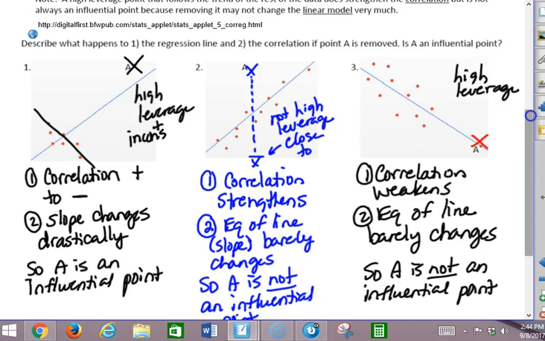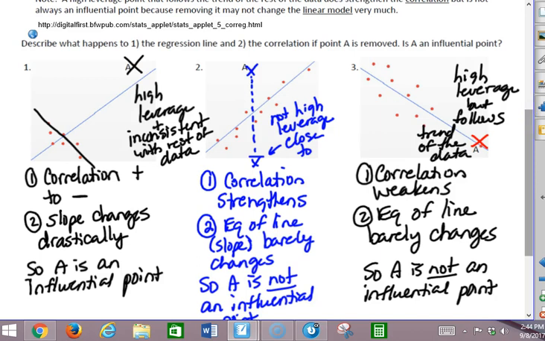And inconsistent with the rest of the data. So that's what makes it an influential point. This is high leverage, but follows the trend of the data. So that makes it not influential when we remove it.